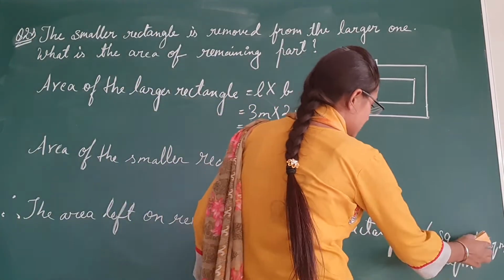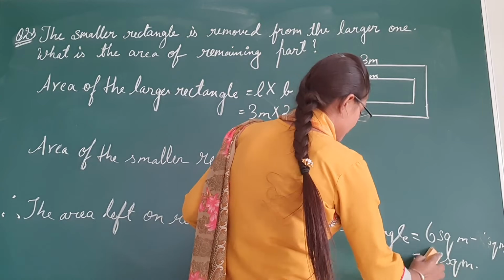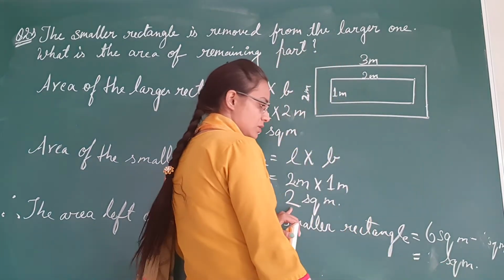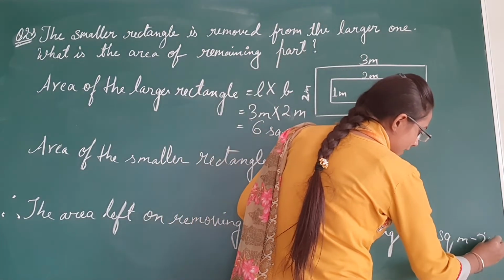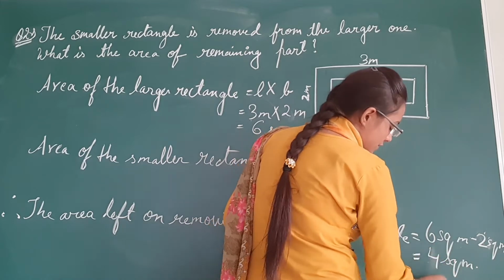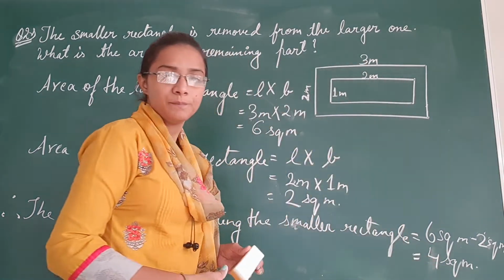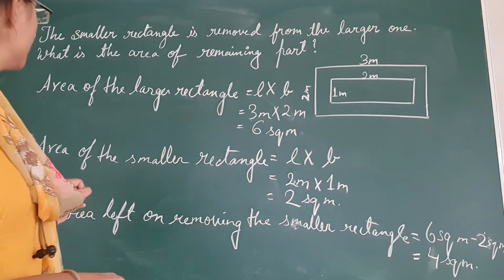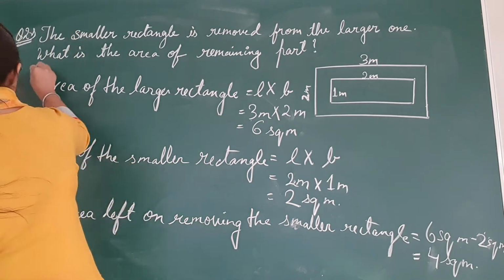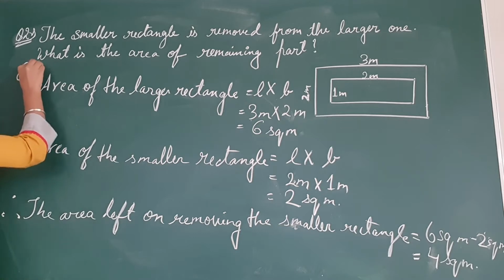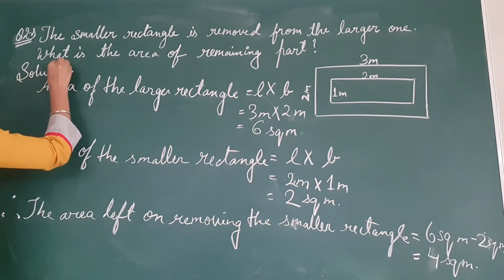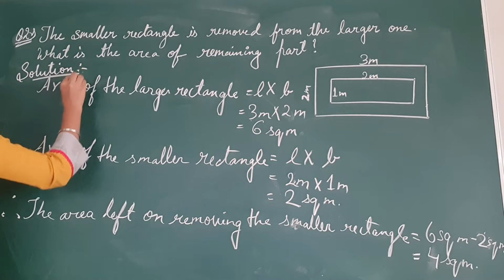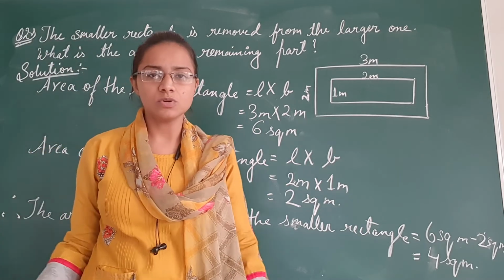Sorry, rectify it here. Here it is 2. The smaller one is 2 square centimeter here. Here we will get 4 square meter. Okay, students, on this I am going to give you the same kind of question. Try to solve the questions related to it by yourself.